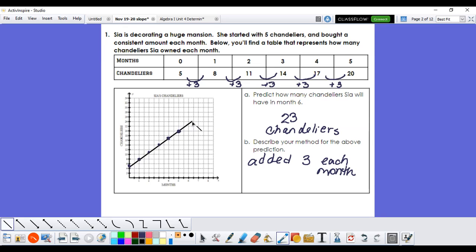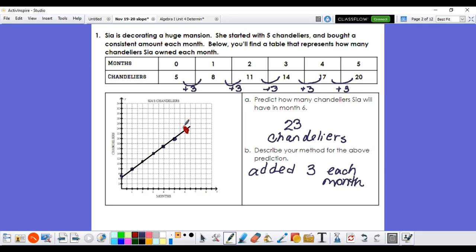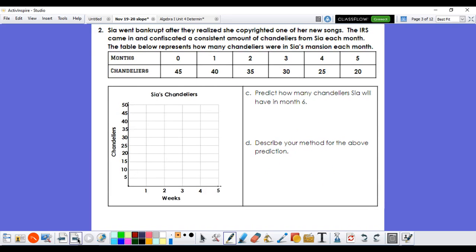And you'll see that if my line is pretty straight, we could use the line to predict 6 months. We're putting this all together. We've got our common difference, which is the rate of change. She added 3 each month. If we put it on a graph, it makes a line. So all of this goes together into our unit linear functions. Let's look at this example.